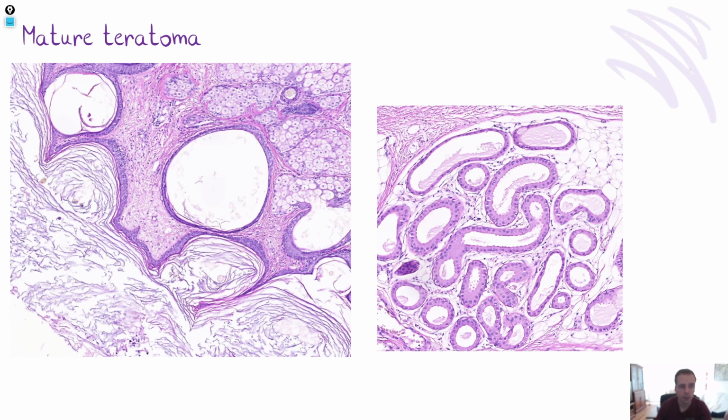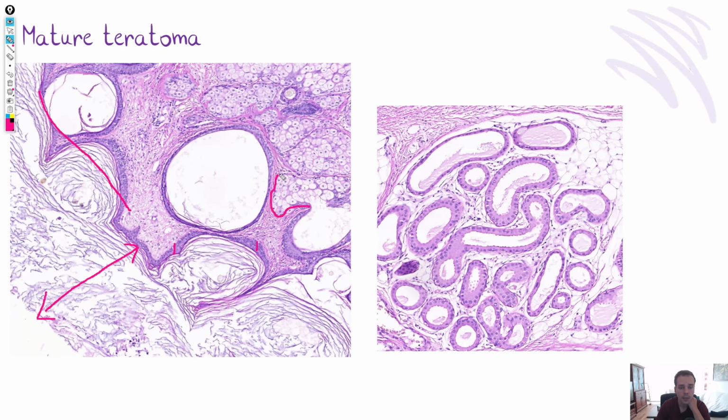So here is the example of mature teratoma. You can see the tumor is cystic. This is the wall of the cyst. And you can see that the wall is lined by epidermis. There is a squamous epithelium with a thick layer of keratin. This is the keratin layer. And then you can see that the lumen is basically filled with the keratin debris.